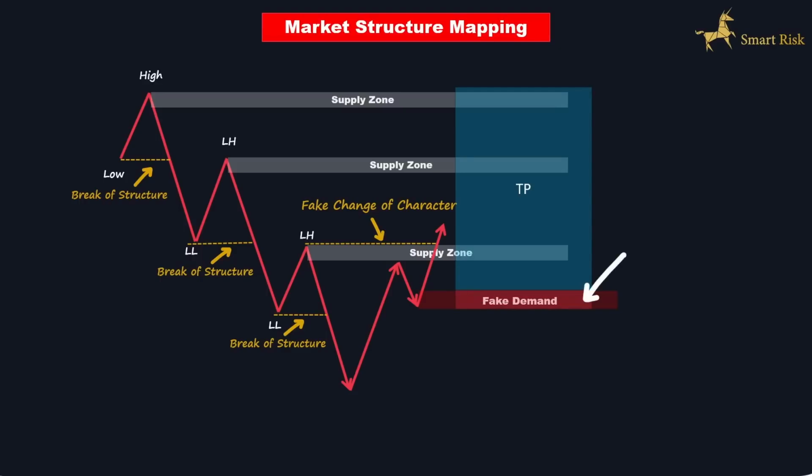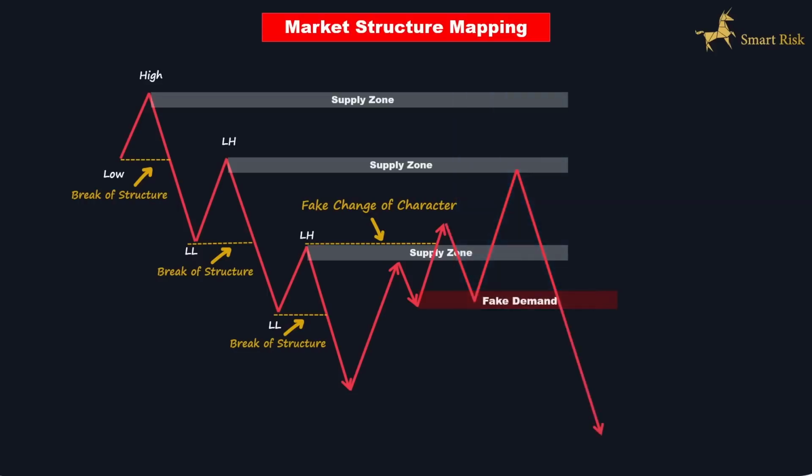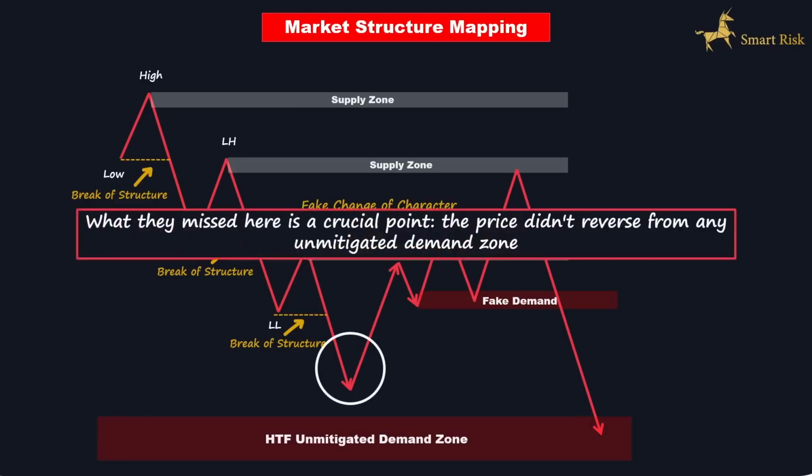However, contrary to their expectations, price made a brief upward move, mitigated the upper supply, and then continued its bearish movement. This resulted in hitting the stop loss of traders who had taken long positions. They often fail to realize why their stop loss was triggered by the price, and unfortunately, they repeat these actions repeatedly. What they missed here is a crucial point.